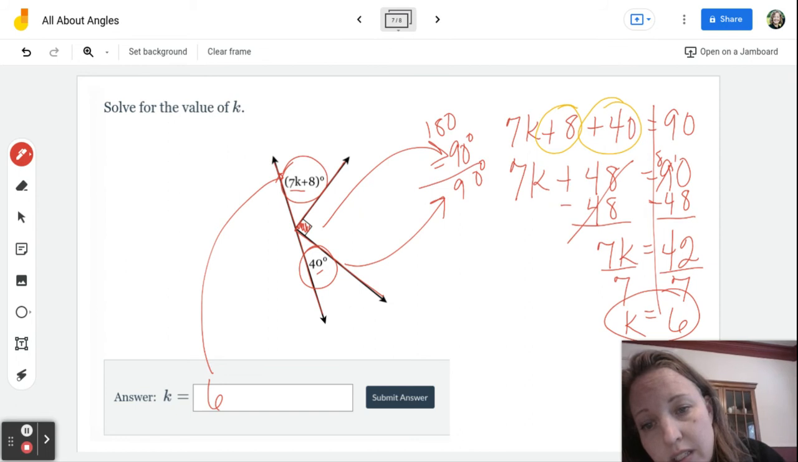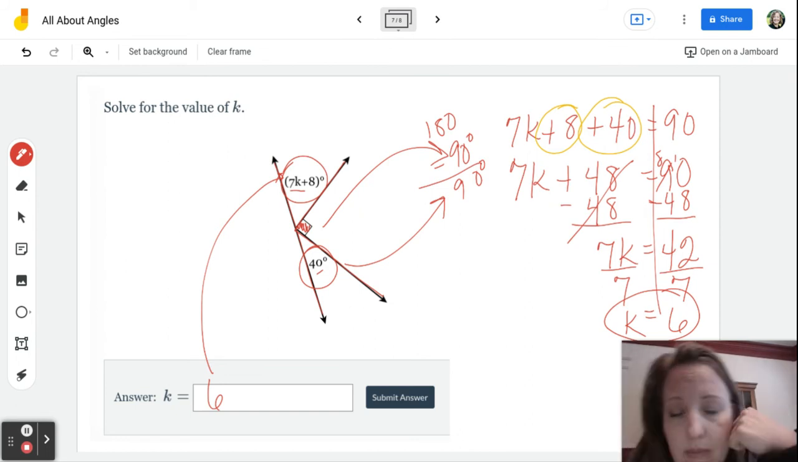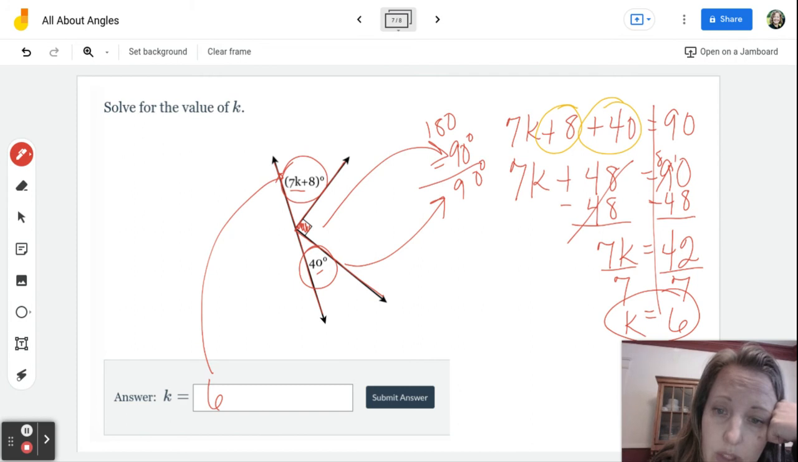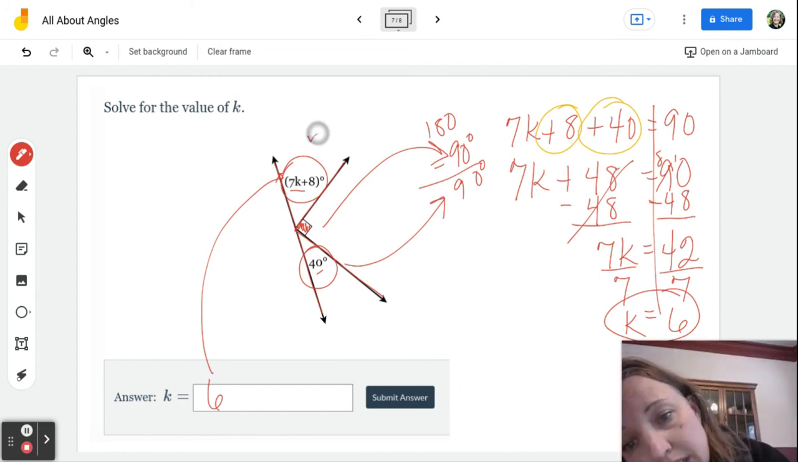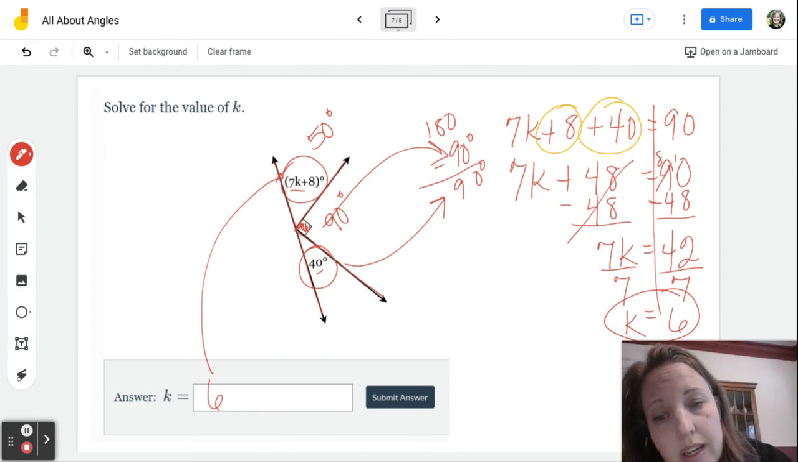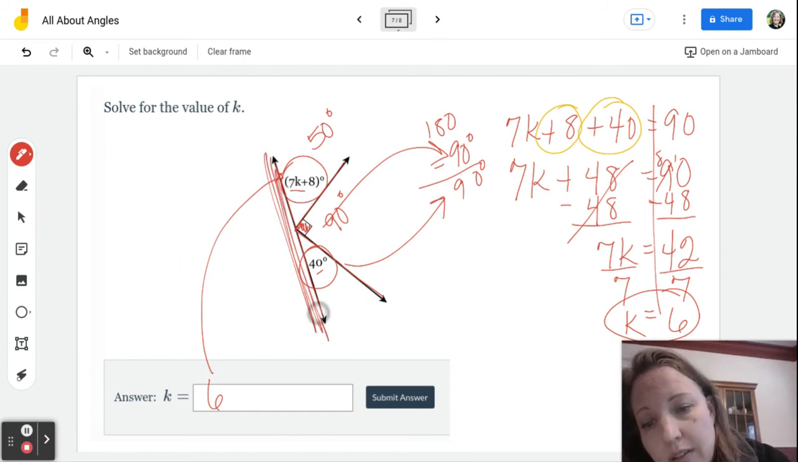7 times 6 is 42 plus 8. 43, 44, 45, 46, 47, 48, 49, 50. So we're saying this is 50 degrees, this is 90 degrees, and this is 40 degrees. Do those all add up to 180? Yes, they do, to make this nice straight line right here.